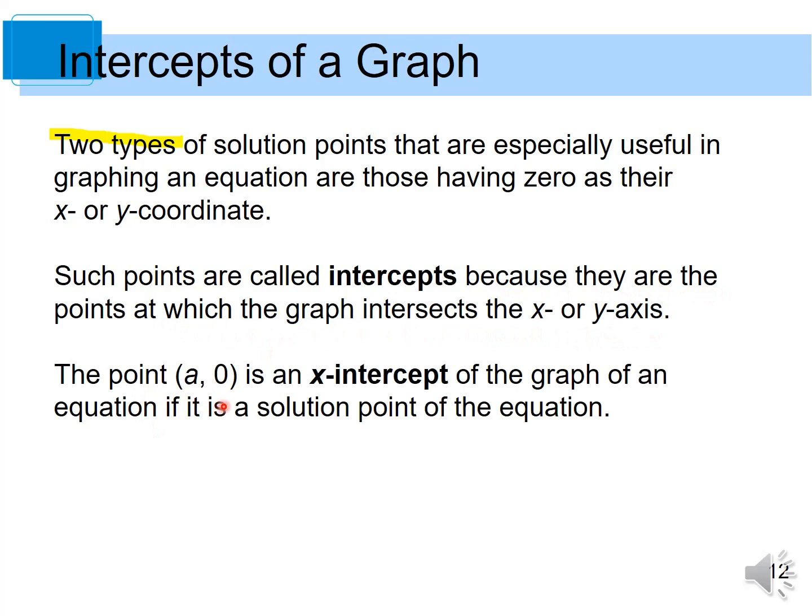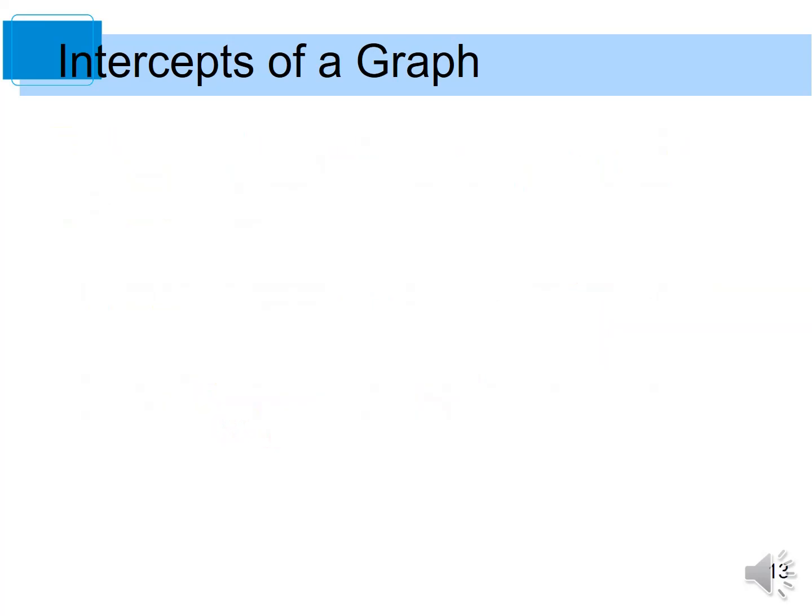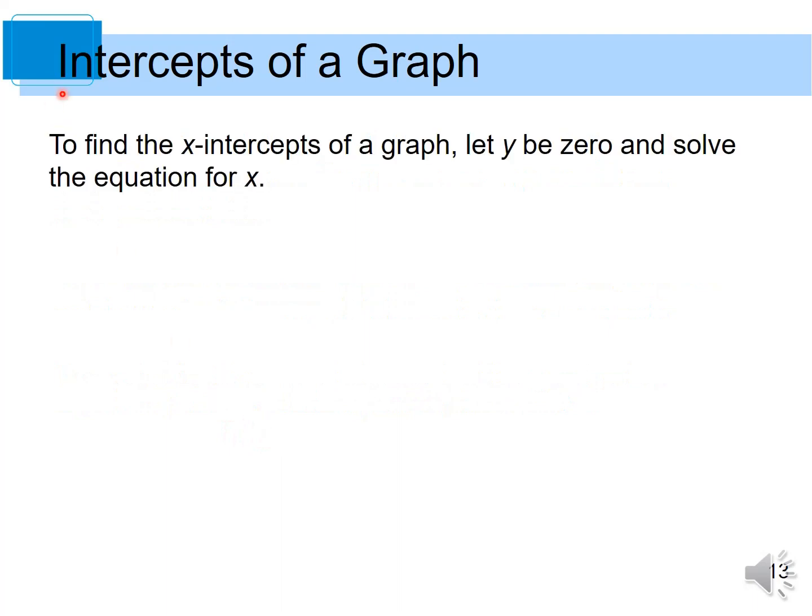Now we consider this point, a, 0. A is any constant. And you can see the 0 is on y coordinate. So we say this point is an x-intercept. To find the x-intercepts of a graph, let y be 0 and solve the equation for x. So here, this is a step. Let y go 0 and solve for x to get the x-intercept.